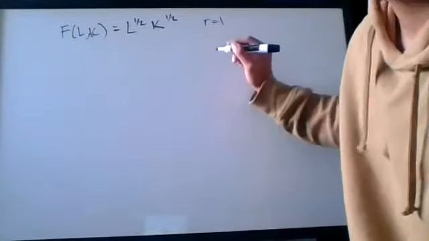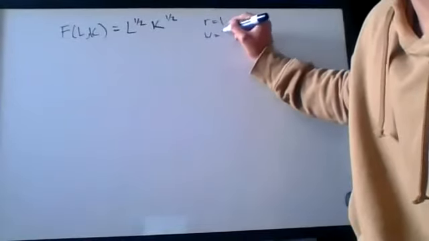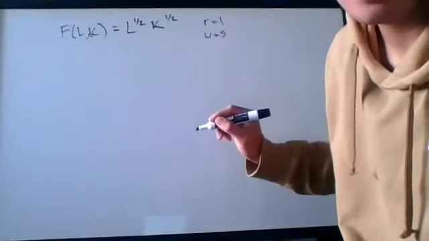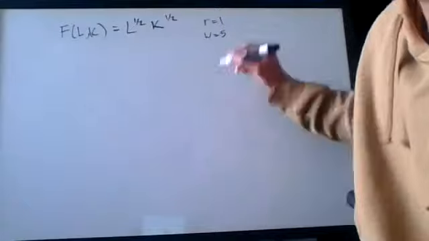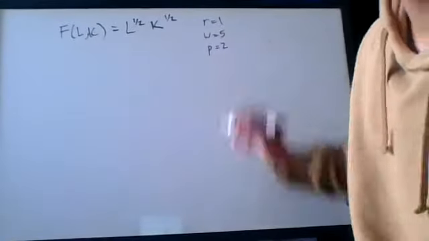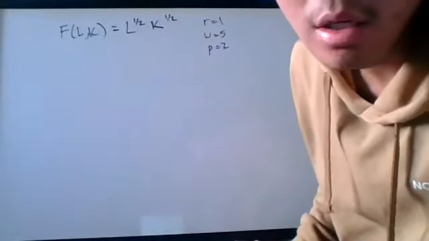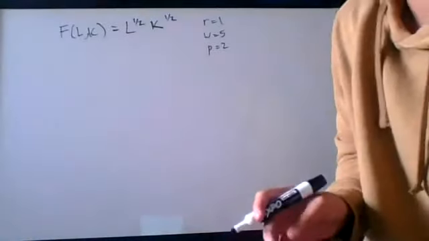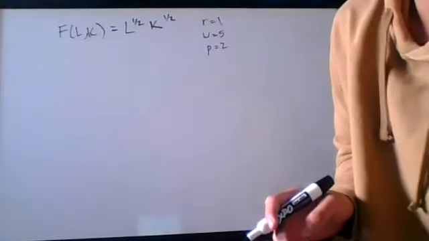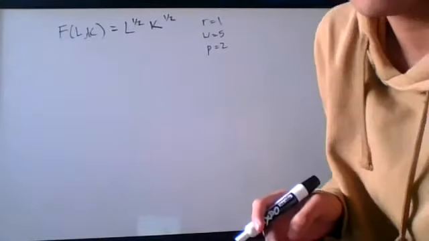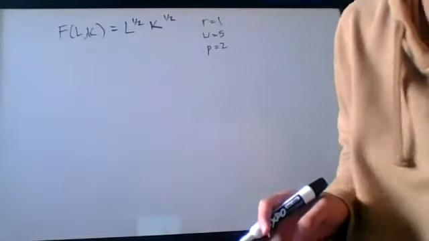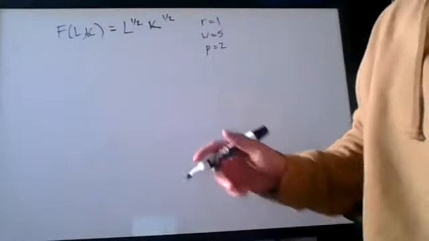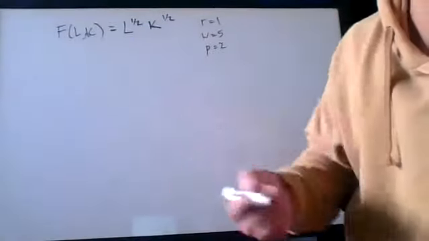R is 1, W is 5, and the price of the good, P, is equal to 2. Oh, okay. So this is a first order condition. I don't think you guys are going to need to know this, but I'll just do it real quick, because you might want to know it. And then I'll kind of explain it.